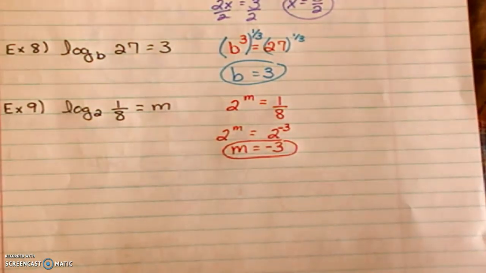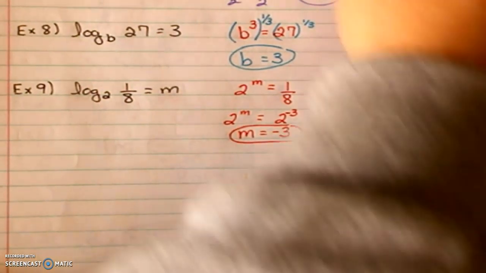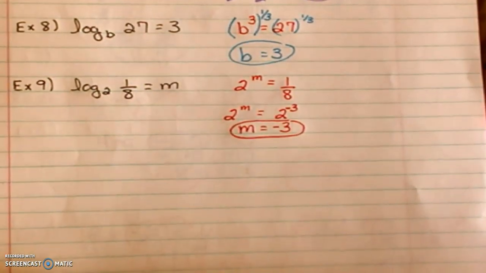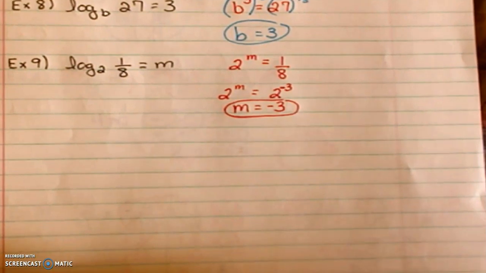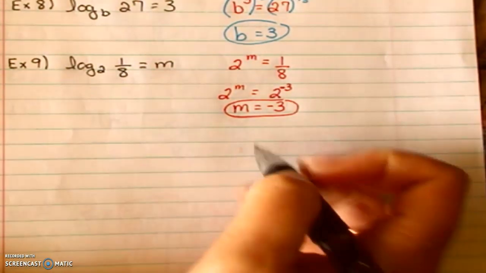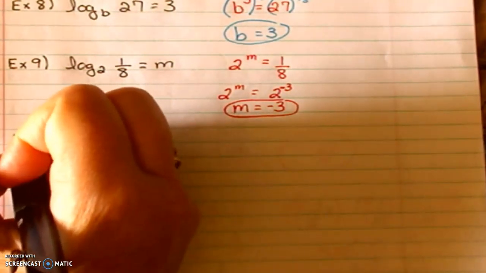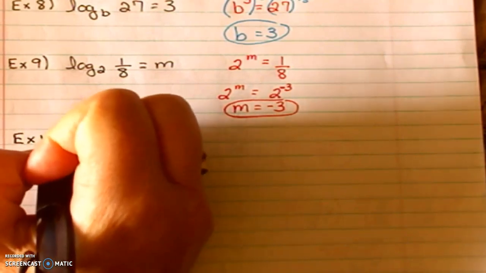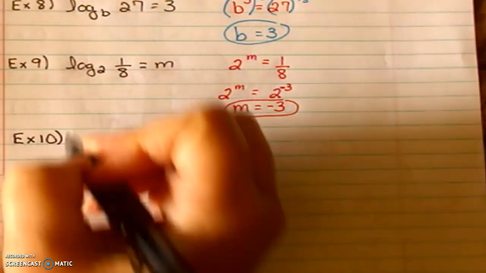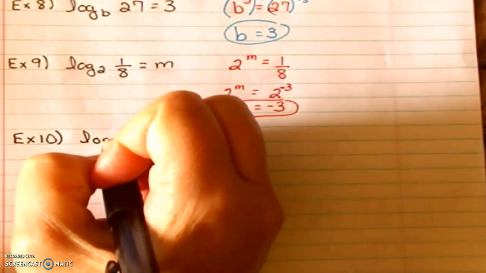Oh, what a coincidence. Example 9 does happen to be problem number 9 on the homework assignment. And I think that example 8 is problem number 8 on your homework assignment. So let's look at example 10, which might possibly be problem number 10 on your homework assignment.